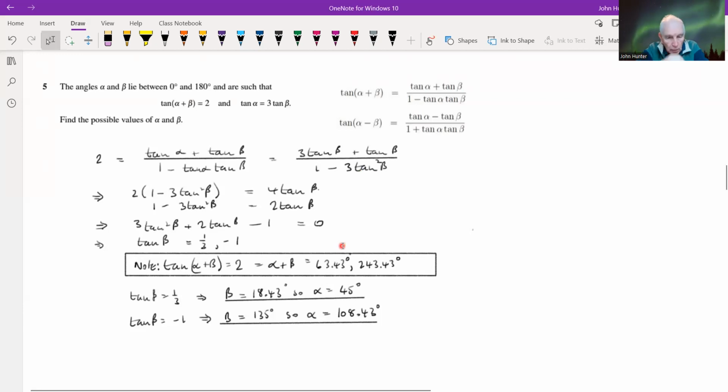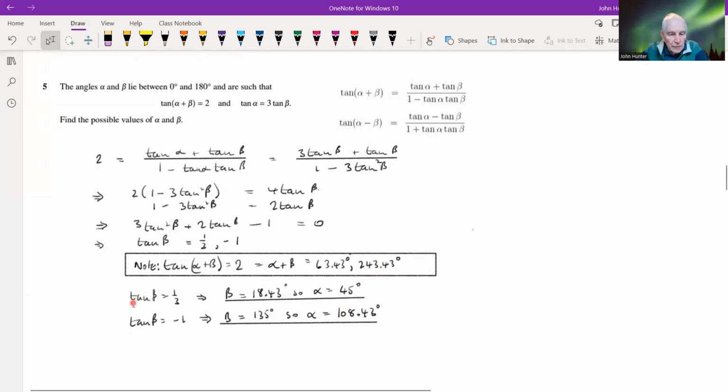Okay, so we can unpick that to find the value of beta, and therefore a value of alpha using this. First thing we should note, though, is that tan(alpha plus beta) equals 2. So that means that alpha plus beta is going to be 63.43, or it could be 243.43, or keep on adding 180s. But these are the two that will do us.